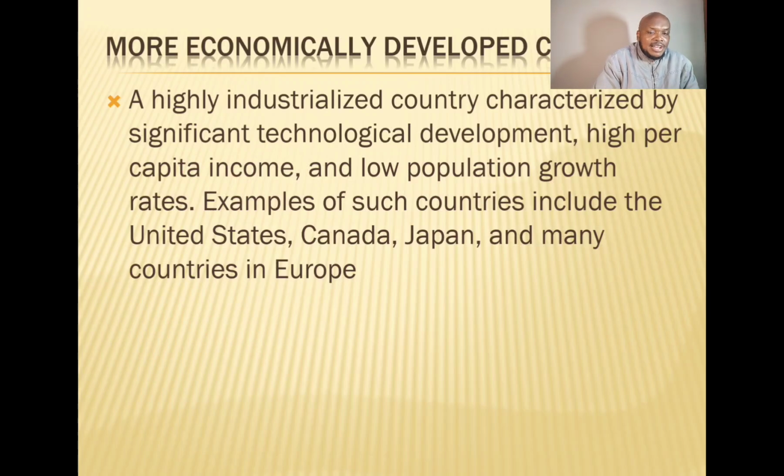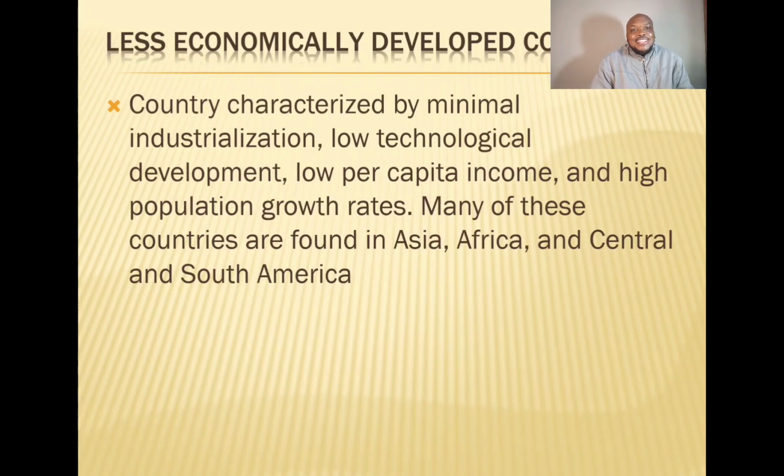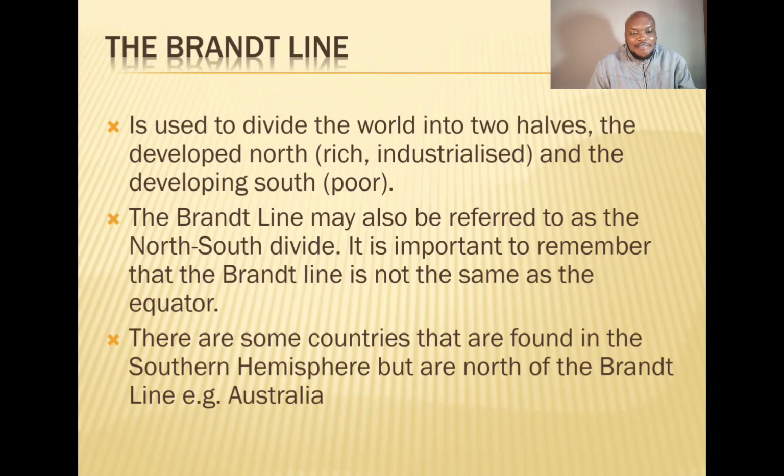More economically developed countries are highly industrialized countries. They are characterized by significant technological development, high income, high GDP per capita, and low population growth rates. Examples of such countries include the United States, Canada, Japan, and many countries in Europe. Those are more economically developed countries. Their population growth is very low, they're doing well economically, and their GDP per capita as well is very high.